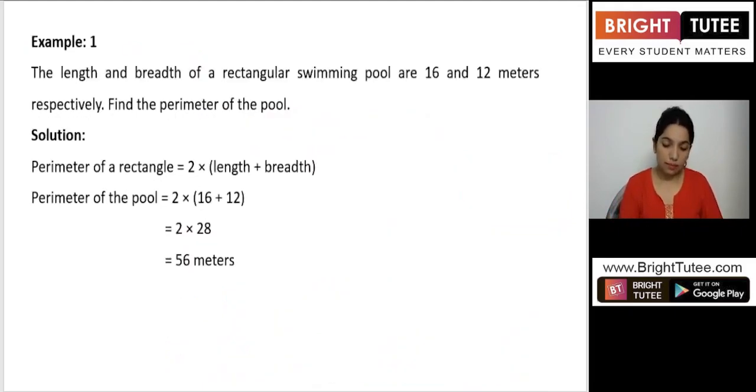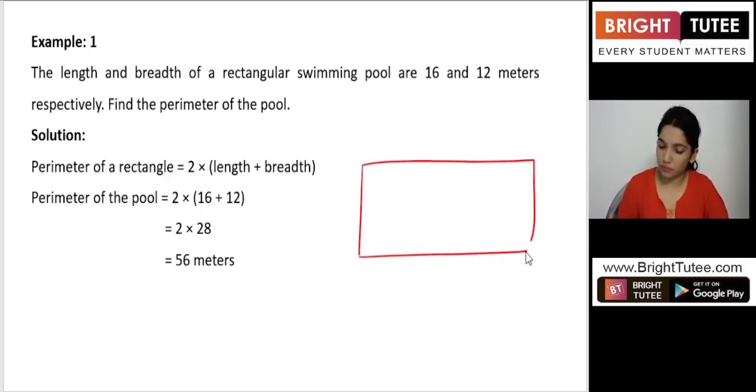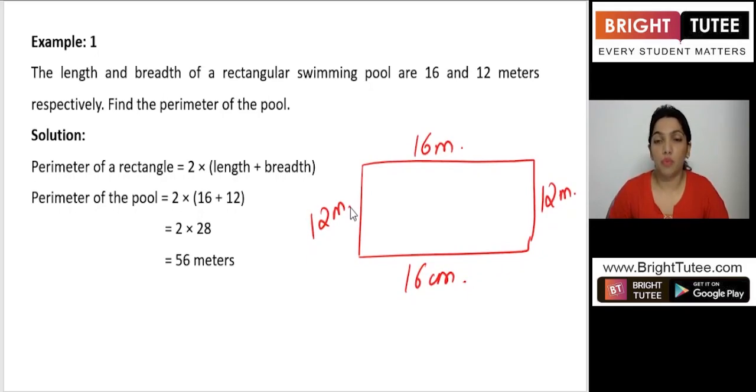Let us see one example, then it will be clear how we are using this formula. It says the length and breadth of a rectangular swimming pool is 16 and 12 meters respectively. So let's say this is a rectangular pool. Here we have got 16 meters, that is the length, and here we have got 12 meters, that is the width of this particular pool, right? So it's a rectangular pool. So we are going to use the formula for calculating the perimeter of a rectangle, right?